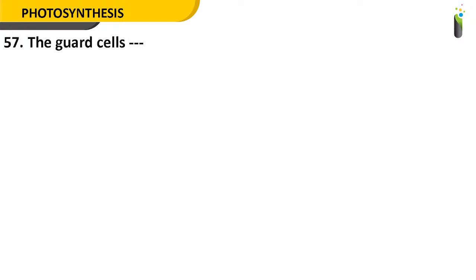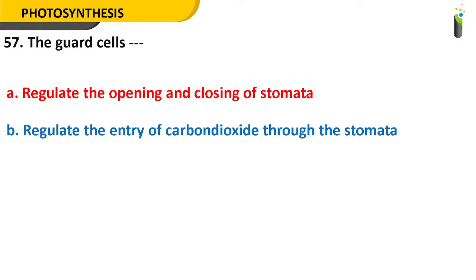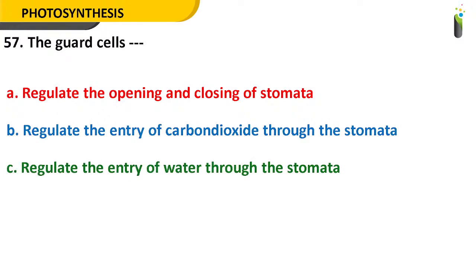Question number 57. The guard cells dash. A. Regulate the opening and closing of stomata. B. Regulate the entry of carbon dioxide through the stomata. C. Regulate the entry of water through the stomata. D. Both A and B. So what is the function done by the guard cells?